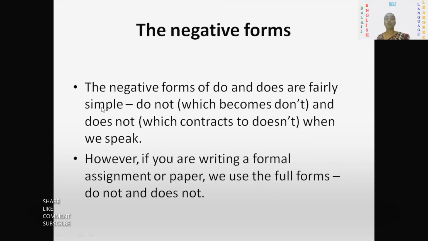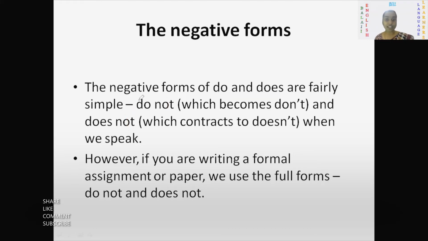Okay. Next, the negative parts. Just now I told you do not became don't. Does not becomes doesn't. The negative forms of do and does are fairly simple. Do not becomes don't and does not becomes doesn't in a contracted form. It's a very easy type. For do not, we just remove the o and put an apostrophe there. Does not, again, remove the o and put an apostrophe there.